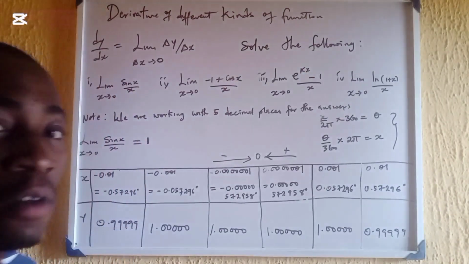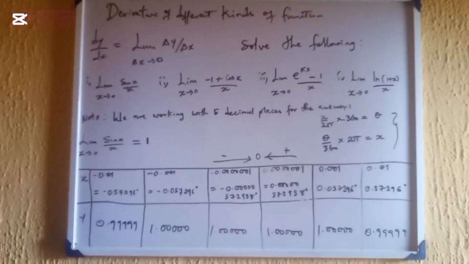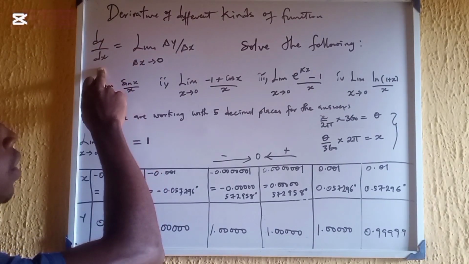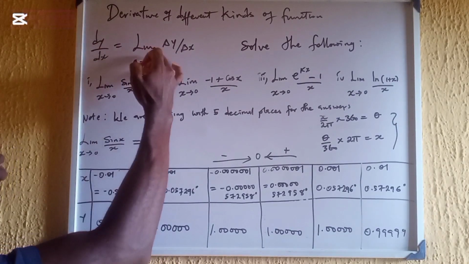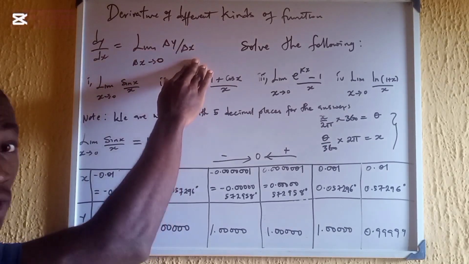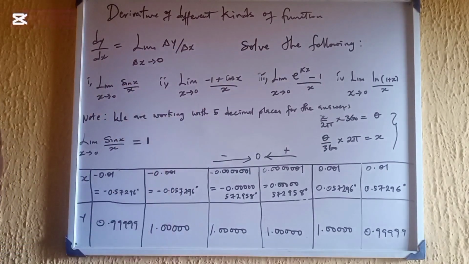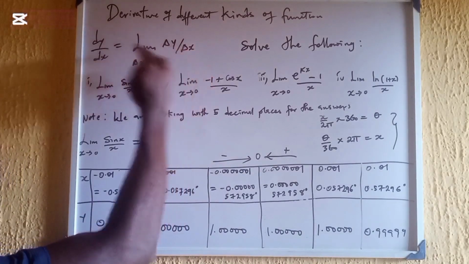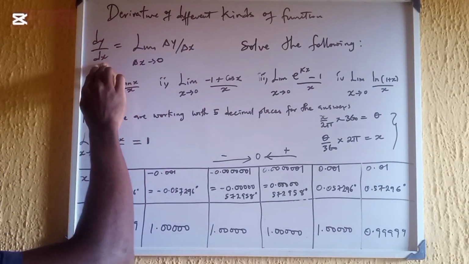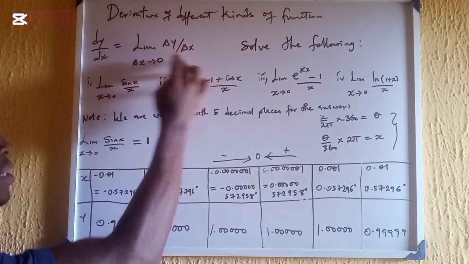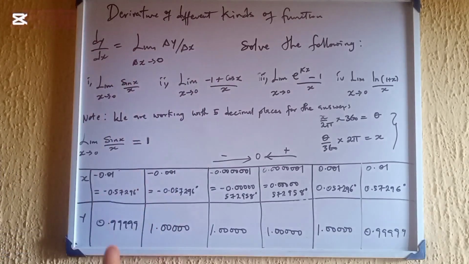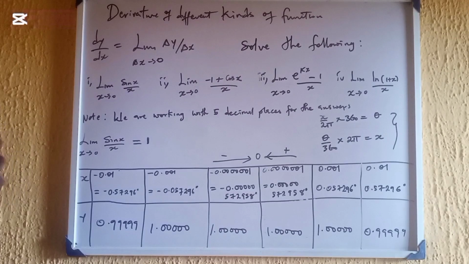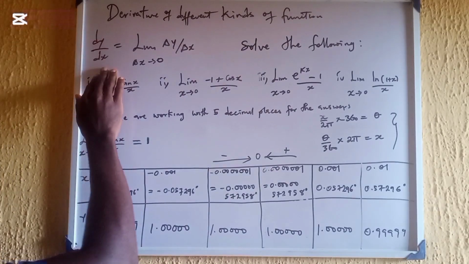So the derivative of a function mathematically is given as dy over dx. And that's the same thing as the limit of change in y over change in x as change in x tends to 0. So here we have change in y over change in x. And here we have dy dx, which means that change in y by change in x tends to dy dx. That's what it means, as change in x tends to 0. So that's what the derivative of the function is.